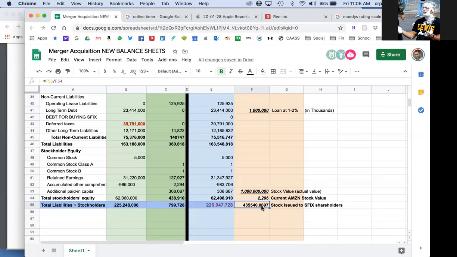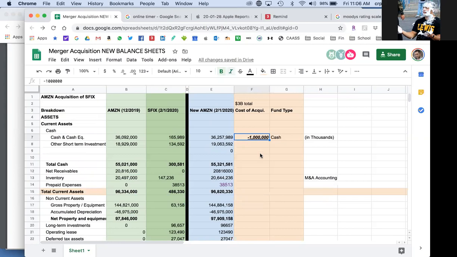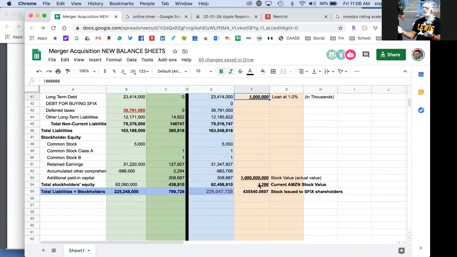Okay. So we're doing F54, which is the dollar value, divided by F53, which is the dollar value, $1 billion, divided by F54, which is the current stock of Amazon, equals the number of stocks issued to Stitch Fix shareholders. This is all you have to give me: 1 billion in cash, 1 billion from a loan, and then 1 billion in stock with this calculation.